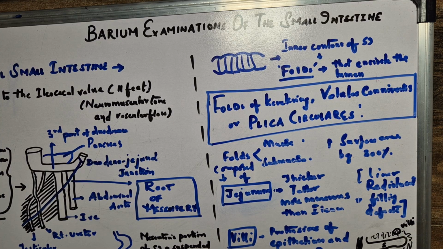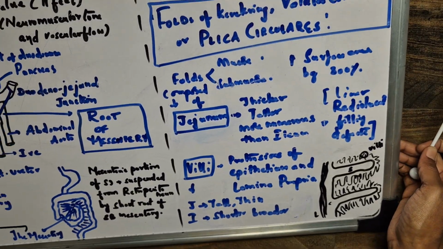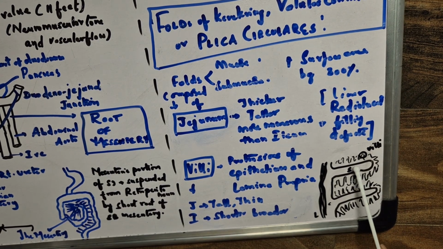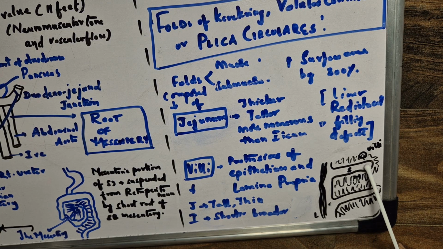Then we have villi. Here you remember the folds are composed of mucosa and submucosa. Here you can remember this is the mucosa, this is the submucosa, this is the fold. And here we have a circular and longitudinal muscle layer, inner circular and outer longitudinal. So this is the fold made up of mucosa and submucosa.